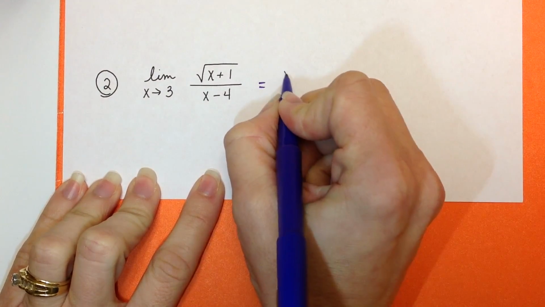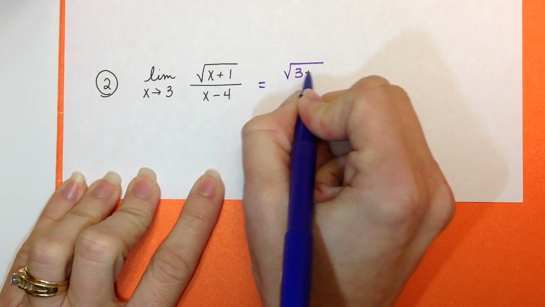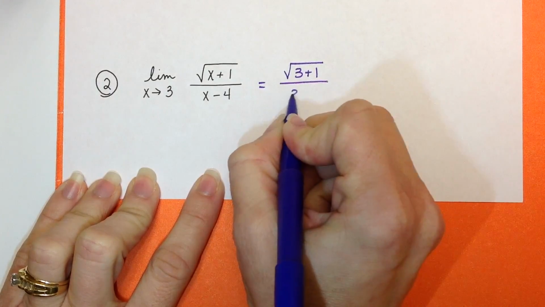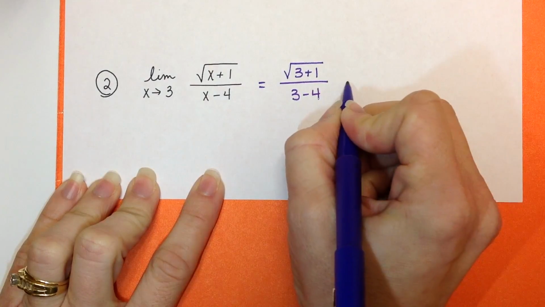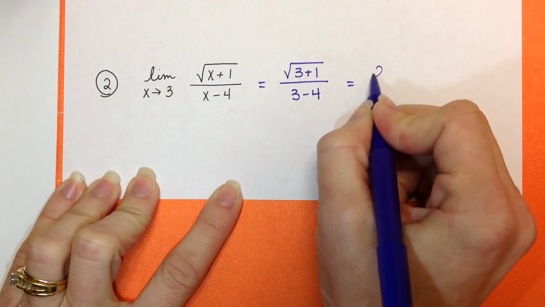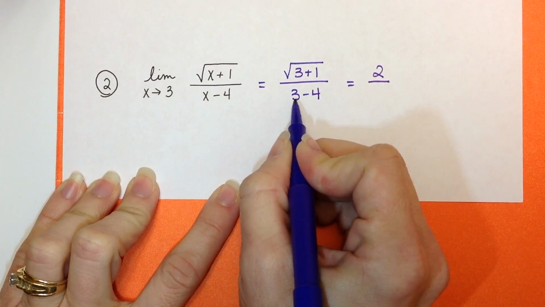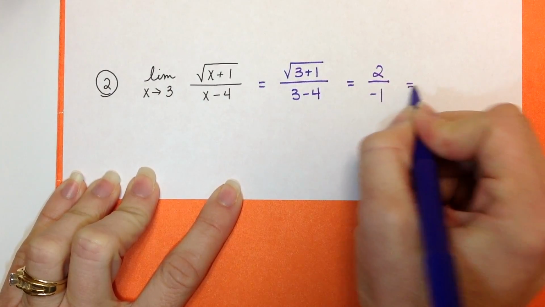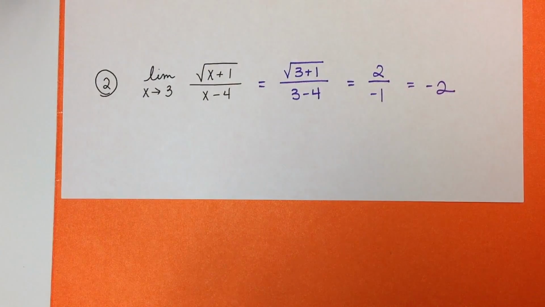Okay, so that means I would have the square root of 3 plus 1 divided by 3 minus 4. So, of course, this is square root of 4, but square root of 4 then would give me 2. And, of course, 3 minus 4 is negative 1, so that means that your limit is negative 2.